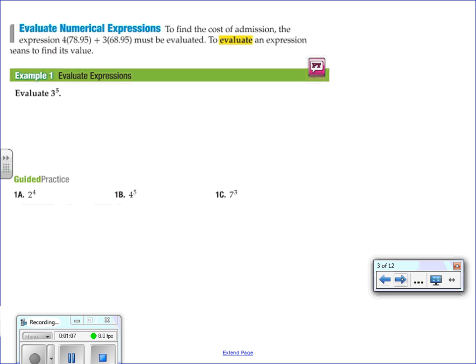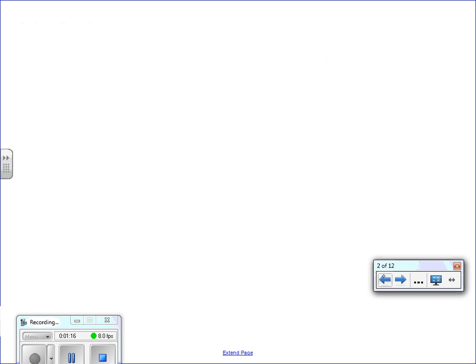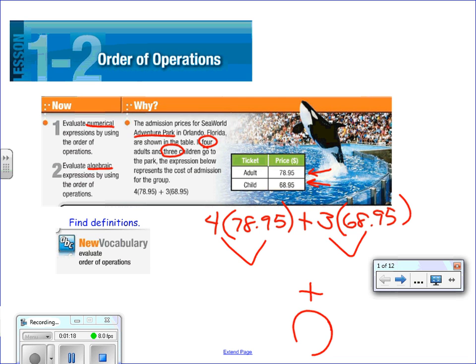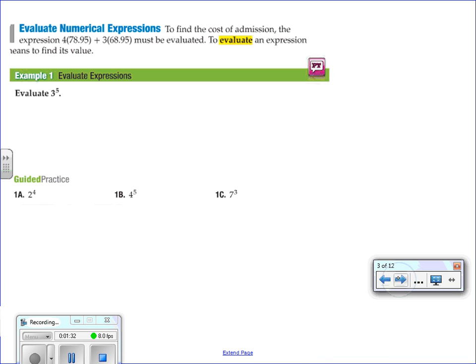Let's look at this one. Just to remind you how to evaluate expressions. Did I mention that there are 2 vocabulary words? Yes, 2 vocab words: evaluate and order of operations. Both are things you know all about. Just make sure you find those definitions and record them in your notes so you make sure you know what they mean. To evaluate an expression means to find its value.